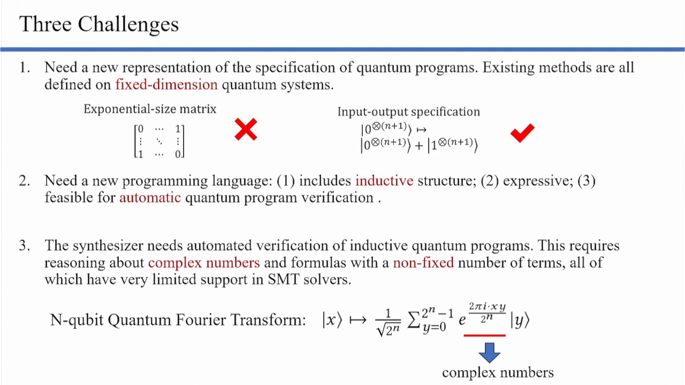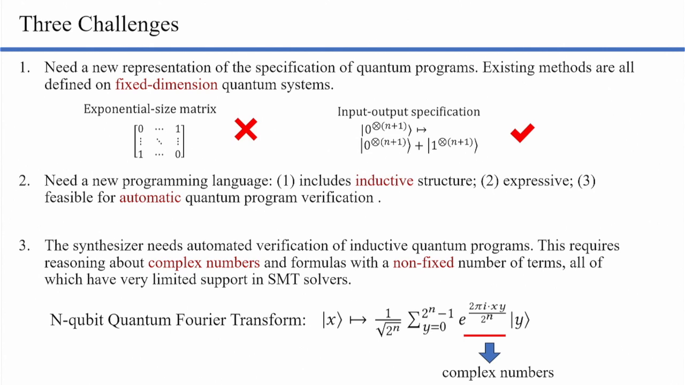For example, here is the expression for an n-qubit quantum Fourier transform. And from this term, we can find that it is the sum of 2 to the n terms, which means that there are a non-fixed number of terms. And each term has a phase, it has an e expression. And the phase of this expression is a complex number.